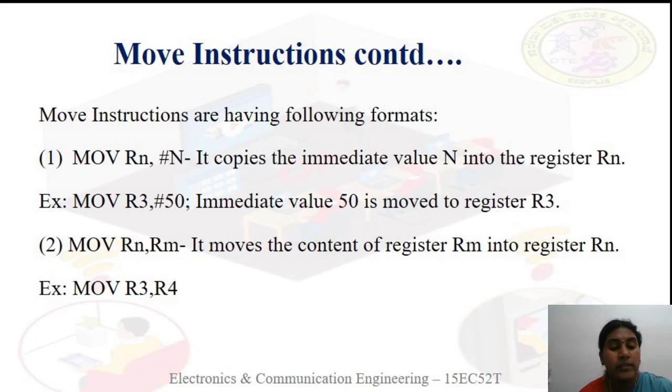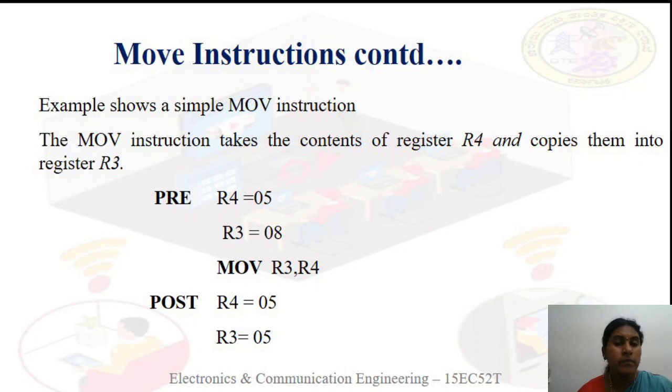Okay. Now we will consider one example. MOV R3, R4. What do you mean by MOV R3, R4? It means the content of register R4 will be copied into register R3. Whatever content was there previously in register R3 will be erased. After the execution of this instruction, the new data will be saved in register R3.